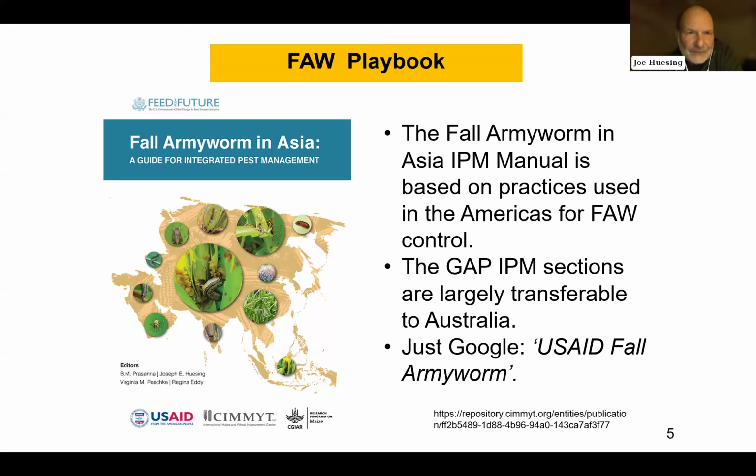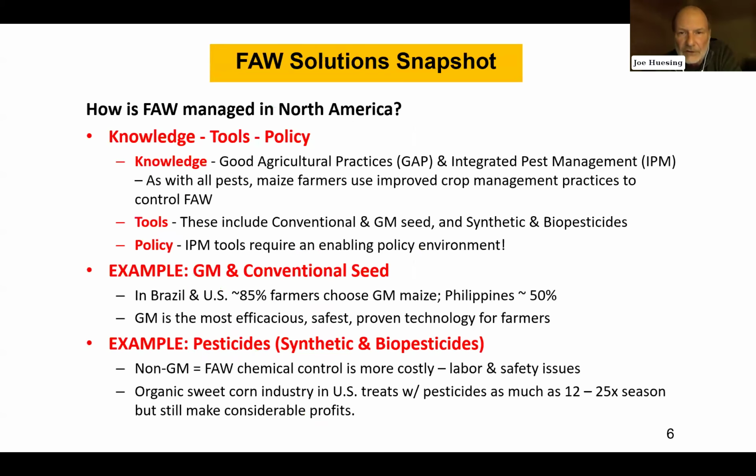So it's freely available online. You can always go look it up if you wish. So how is fall armyworm managed in North America? And there's really three things that have to be in place.